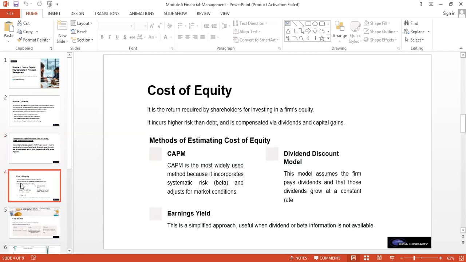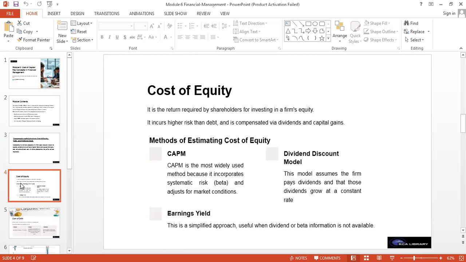What is cost of equity? It is the return required by shareholders for investing in a firm's equity. So this is the return expected by the shareholders that invested in a firm's equity. It incurs higher risk than debt when we compare it to debt, and it is compensated via dividends and capital gains. So that's about cost of equity.